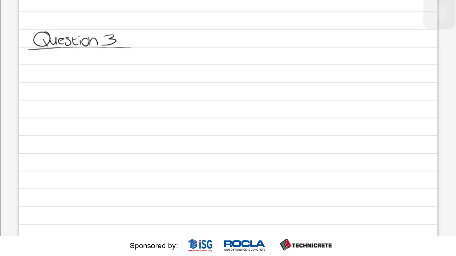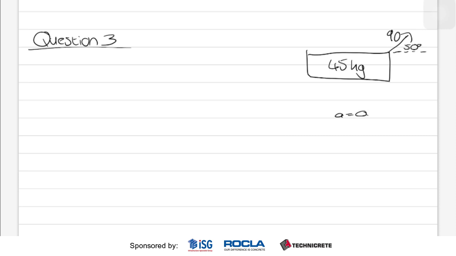Question 3 says you have a box with a mass of 45 kilograms. This is pulled with a force of 90 newtons at an angle of 50 to the horizontal. The box moves at a constant velocity. What does constant velocity mean? Our acceleration is 0. And this is on a flat surface over here.